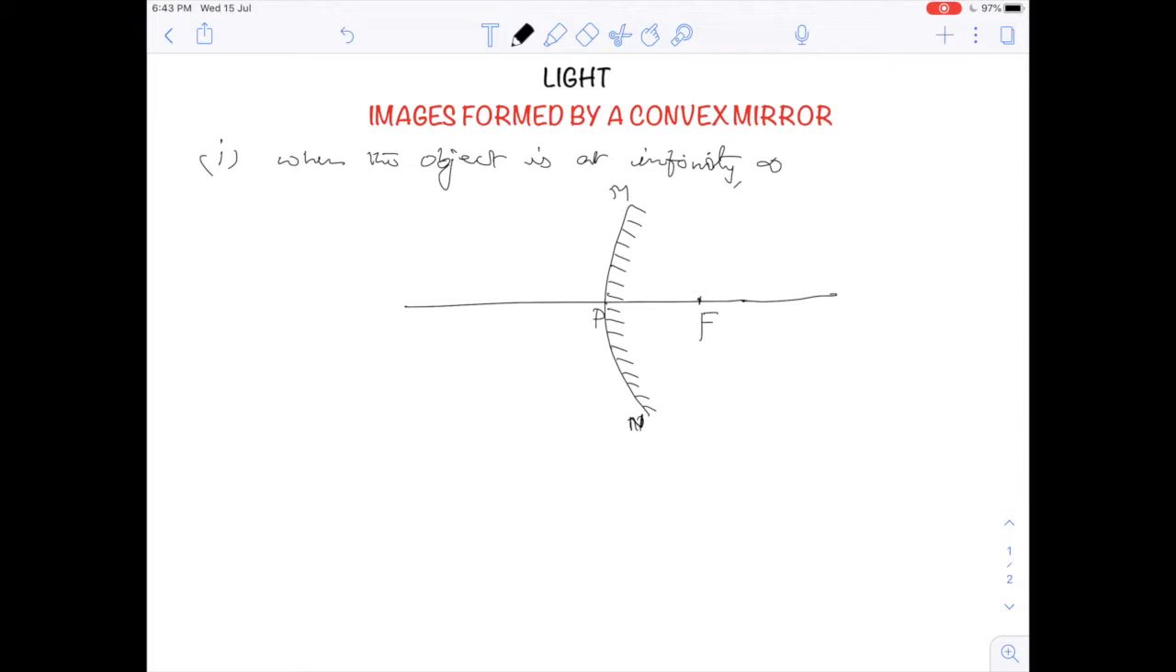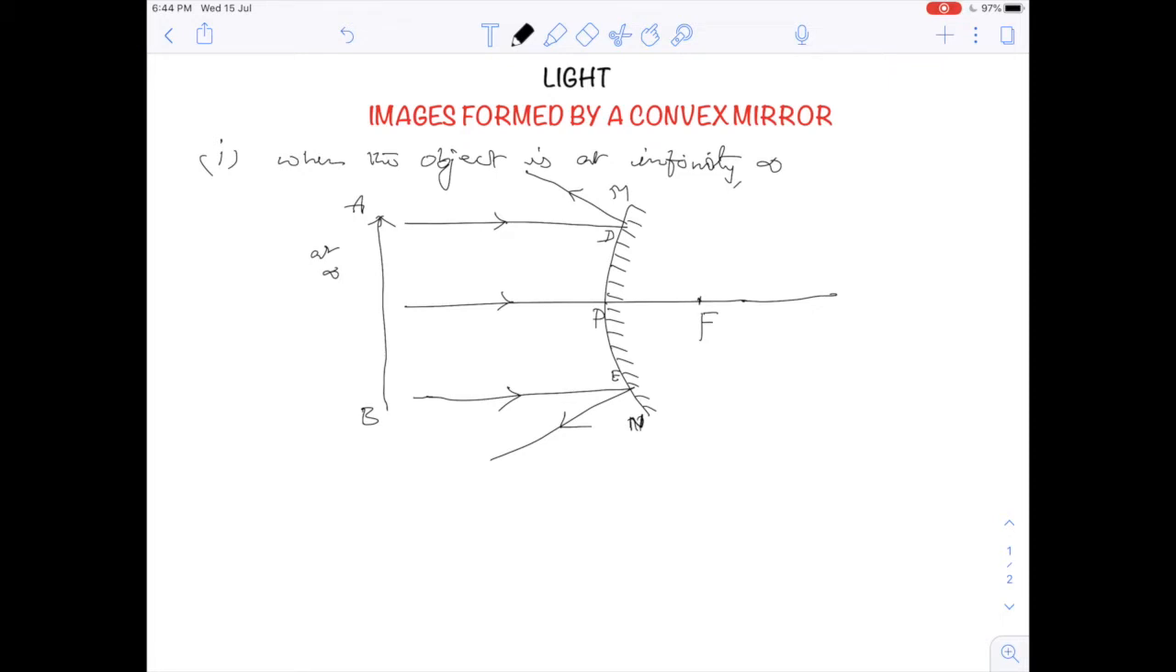So let us see. Now the object is placed at infinity. So AB is the object at infinity. Then the light rays coming from the object at infinity will be parallel to the principal axis, and let us say a light ray is incident like this and another like this, and this can also be a light ray incident. Then this one will get reflected in this direction. Let's say this is D and this is E. So the light ray incident at E on the convex mirror reflects, and the other also reflects.